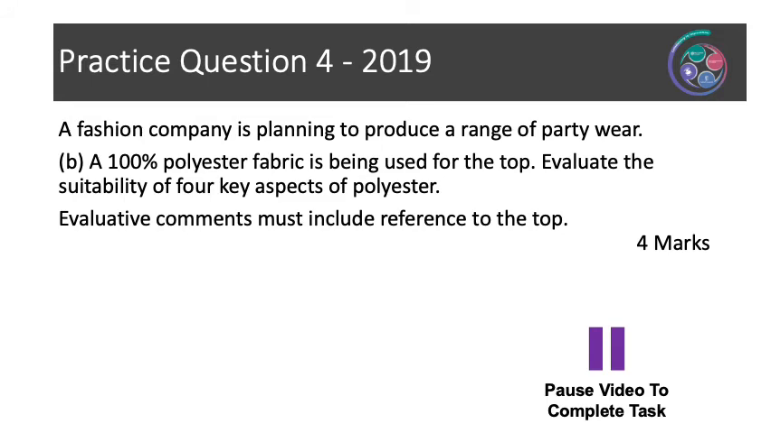So here's a practice question for you. This one is taken from the 2019 paper. A fashion company is planning to produce a range of party wear. A 100% polyester fabric is being used for the top. Evaluate the suitability of 4 key aspects of polyester. Evaluative comments must include reference to the top, and this is worth 4 marks. So pause the video and have a go at answering this question, and when you're ready, start the video again and we'll go through some possible answers.